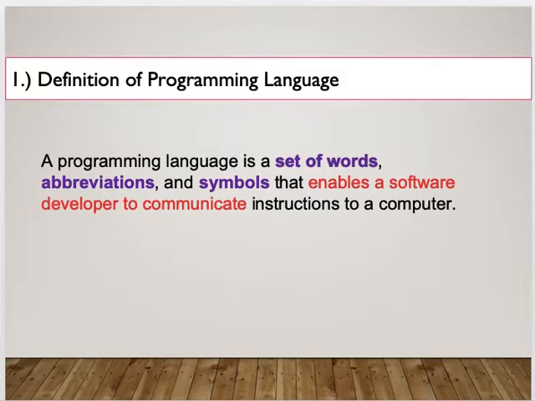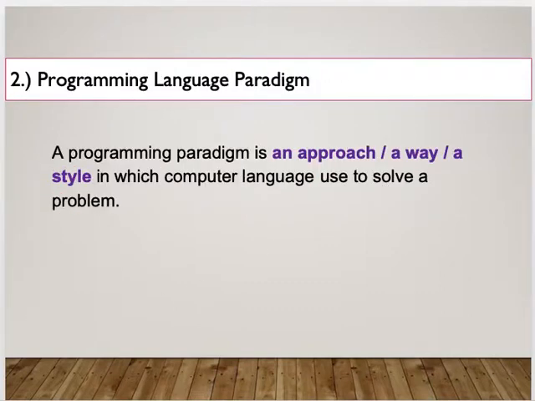So what is a programming language? Programming language is a set of word, abbreviation, singkatan, and symbol that enables a software developer or programmer to communicate instruction to a computer. Programming language paradigm. So what is a programming paradigm? Programming paradigm is an approach, pendekatan, a way, a style in which computer language used to solve a problem.